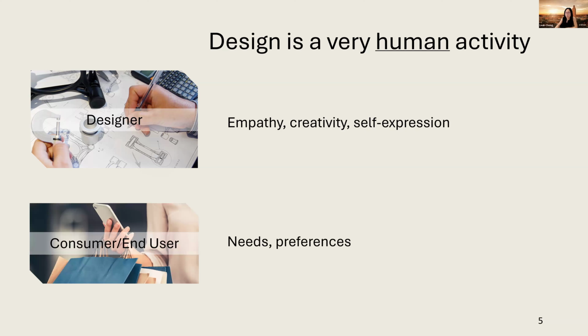And then the second group of people are the users. So obviously, these users and consumers are communicating their needs and preferences. And this is where the designers take in and empathize with these needs and come up with new solutions for their problems. So these two groups of people are inevitably within the design process. And even as AI is entering the design process, these two groups still remain. And as long as we are designing for people and designing for end users, design will remain a quite human activity.